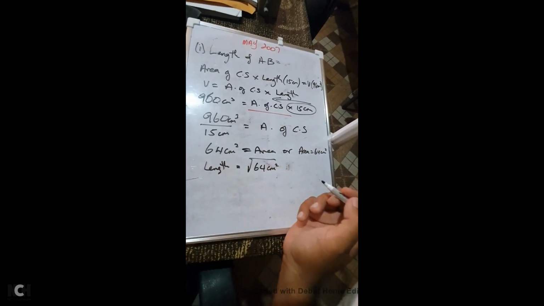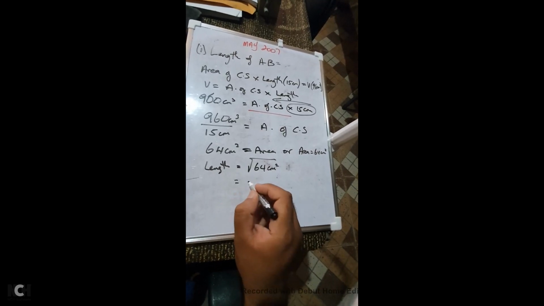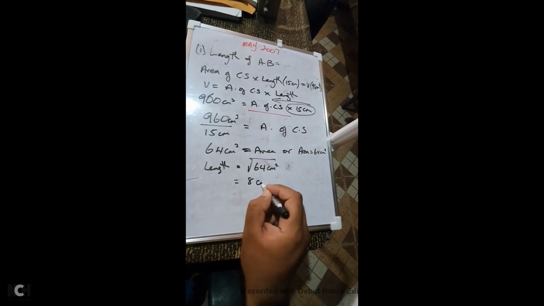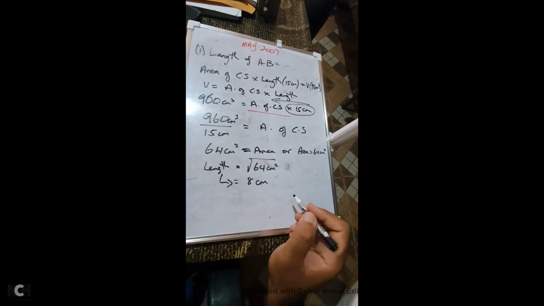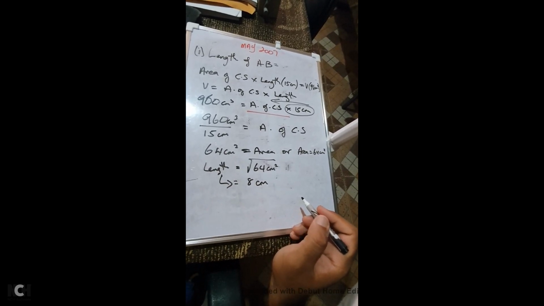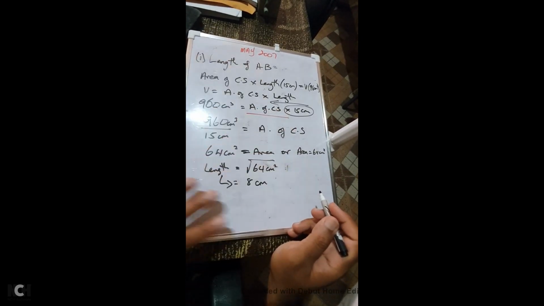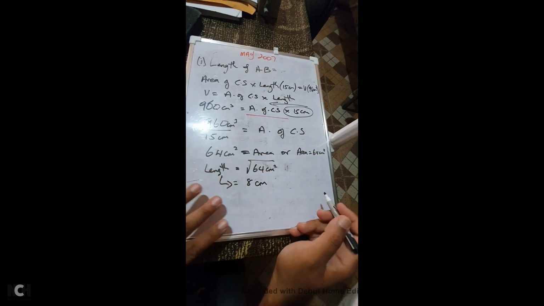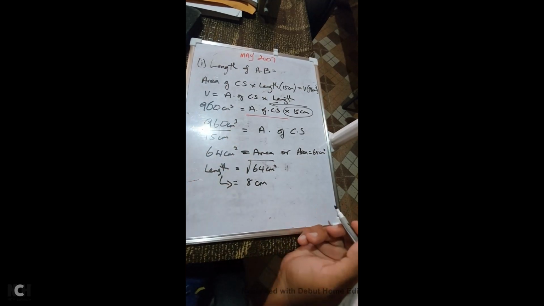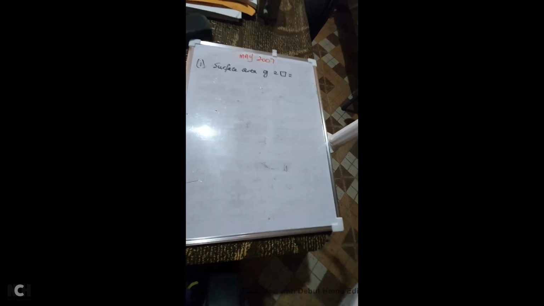Of course, we need to get rid of that square, so we take the square root. The square root of 64 is 8, and of course, centimeters. So the length is really 8 centimeters. So this is part 1. We just found the length, which is the 8 centimeters. Let's see how to do part 2.